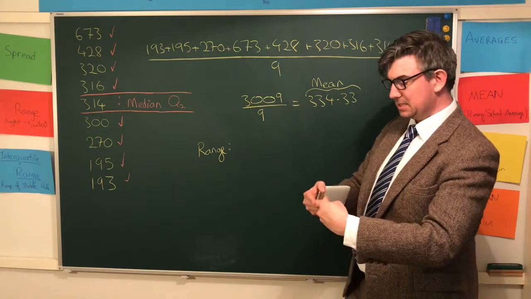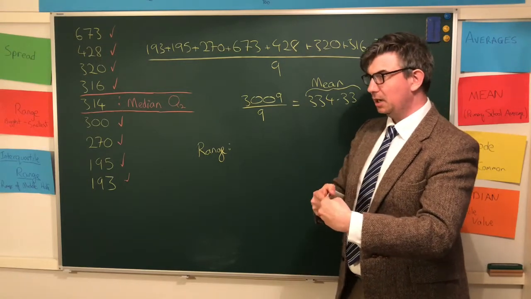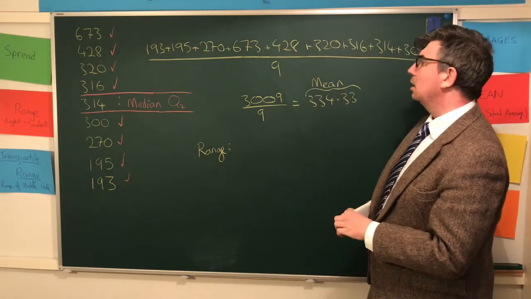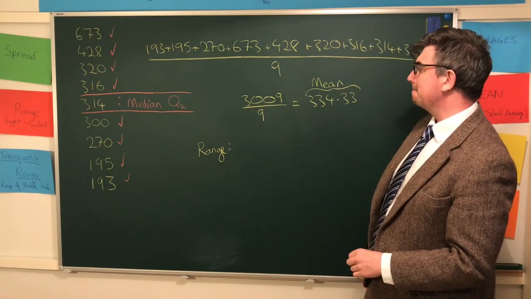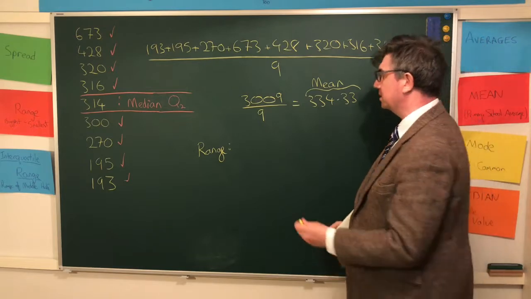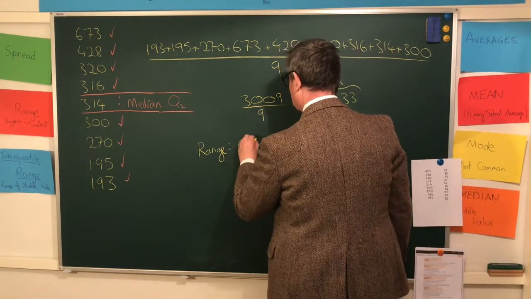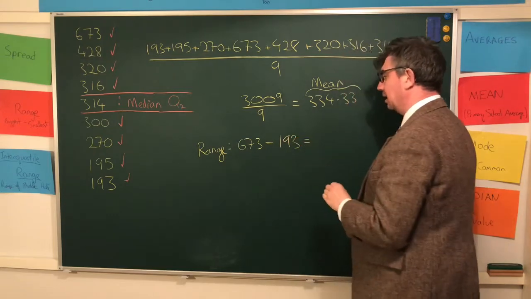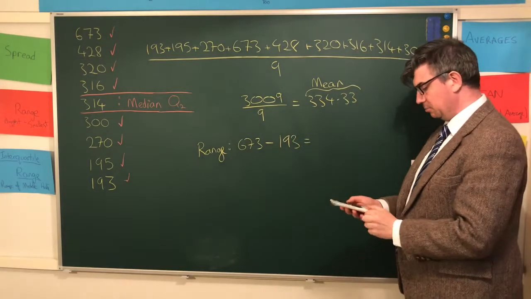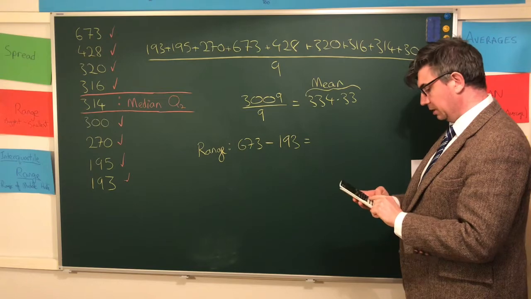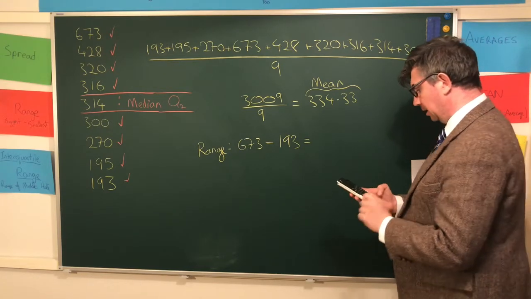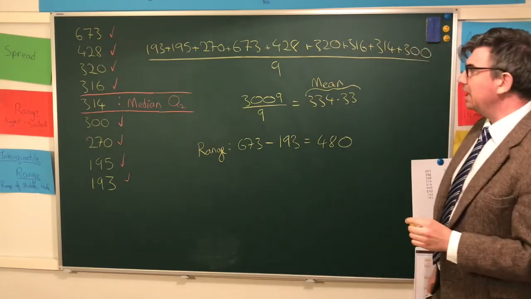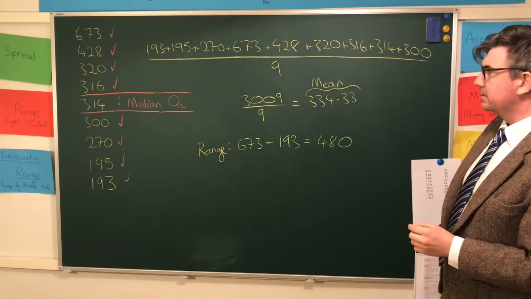Maybe a driving range for golf might be a better analogy. So it's a distance. So you're starting from somewhere, and you have to go a distance to your end point. That's a range. So the range in this case is going to be 673 take away 193, and that's going to equal, oh, I'm a bit lazy this evening, let's put it into a calculator. 673 take away 193 equals 480. So the range of that data set over there is 480.